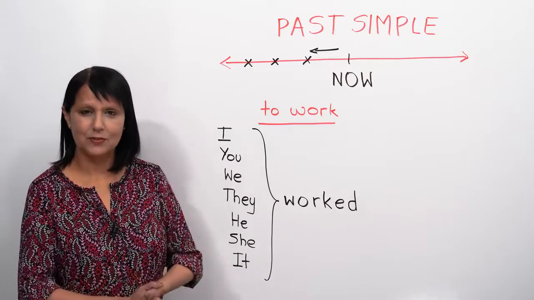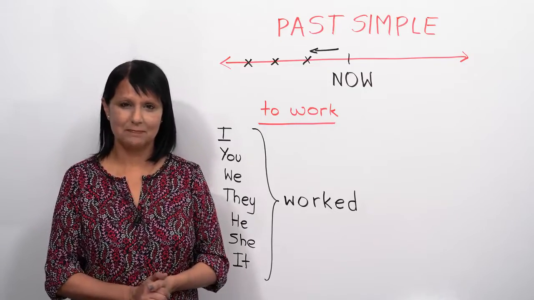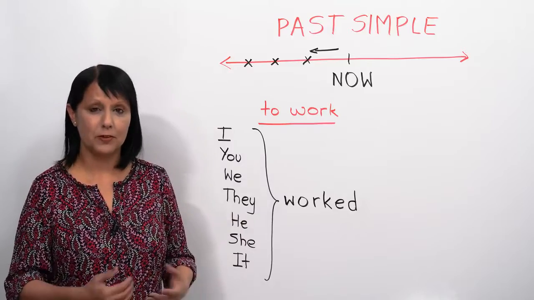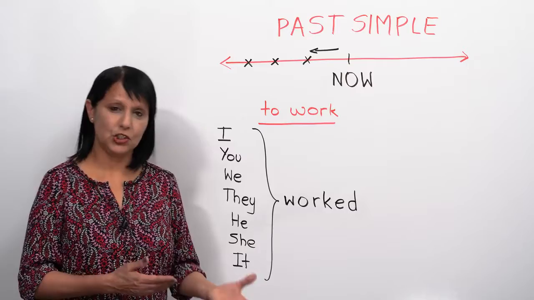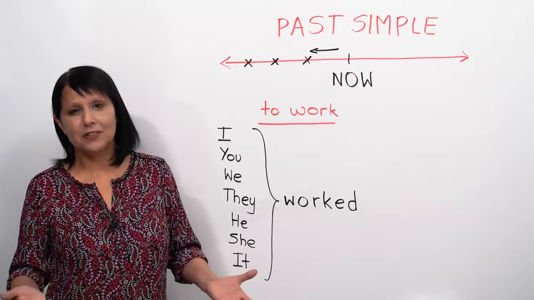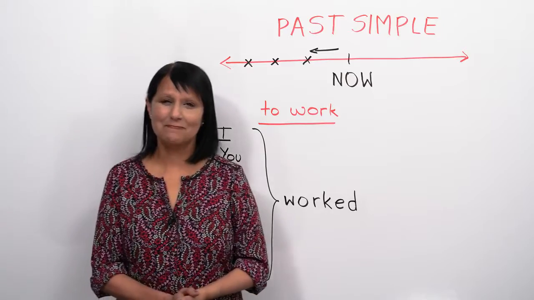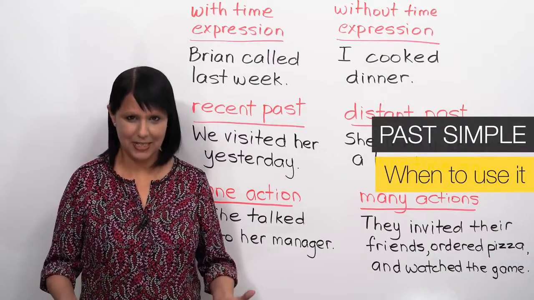So, say it after me. I worked. You worked. We worked. They worked. He worked. She worked. And it worked. That's it. You just used the past simple tense. Good for you.